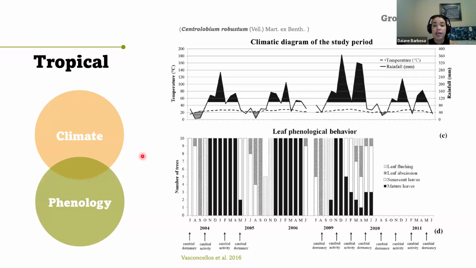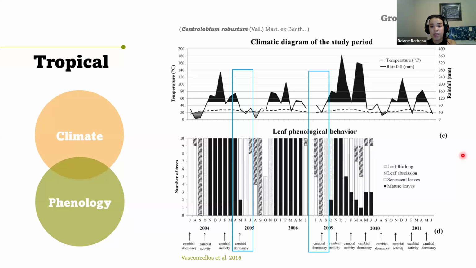This study, we can see the same thing, but here we have how the leaves change across the year. Here we can see first activity. This black part is the period that the plant has leaves, and this black part is the pluviosity. So the cambium just works for this plant, Centrolobium robustum, when the plant has leaves and when the pluviosity is higher. In this case, we can see this.